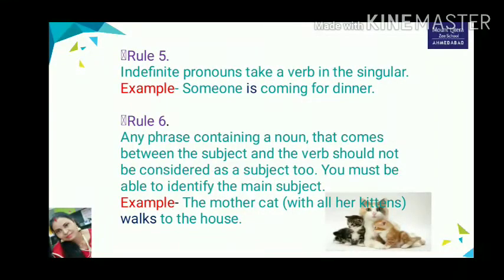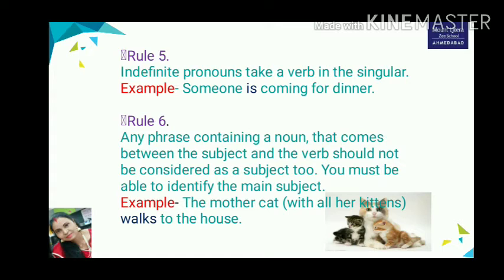Indefinite pronouns take a verb in the singular. This is rule number 5. In this rule, the indefinite pronouns take a verb in the singular. Indefinite pronouns are like someone, anyone, no one, these kinds of pronouns. So wherever we use these kinds of indefinite pronouns, we always use a singular verb. For example, someone is coming for dinner. Someone is our subject and an indefinite pronoun, so we are using the singular verb is.